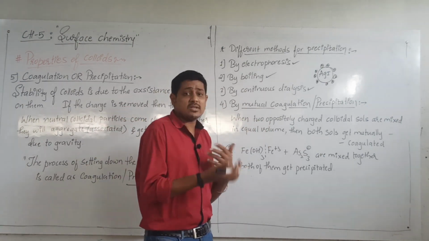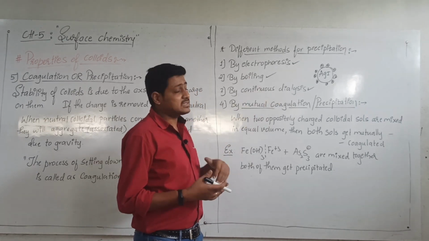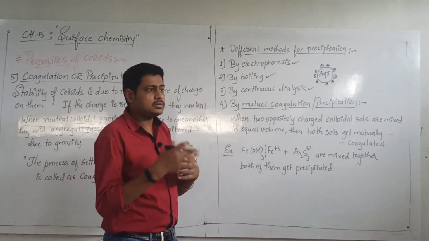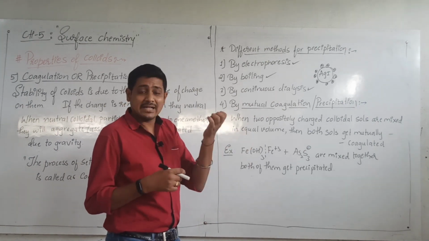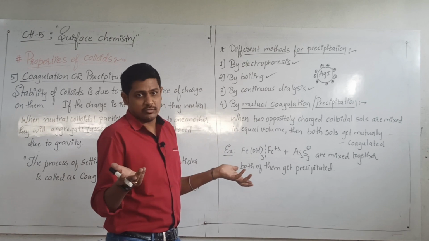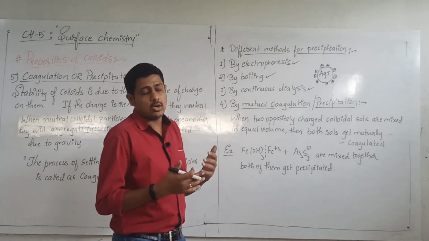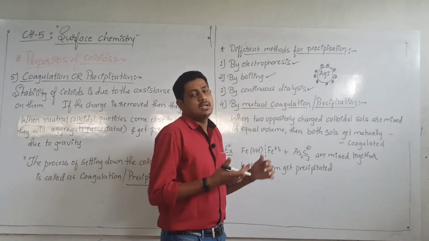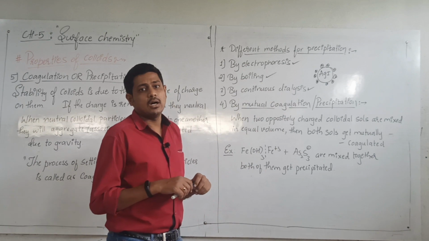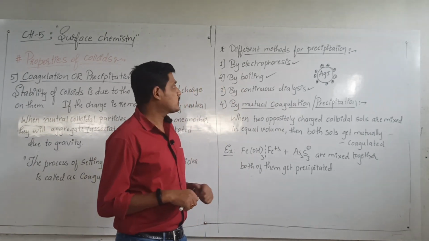If we do continuous dialysis, then what will happen? On continuous dialysis, whatever the required amount of electrolyte is there, that also will be removed. So we have to do dialysis, but not too many times, or we don't have to do it continuously. If we do that, then again colloidal particles will lose their charge and they will get precipitated. So these are the three methods.